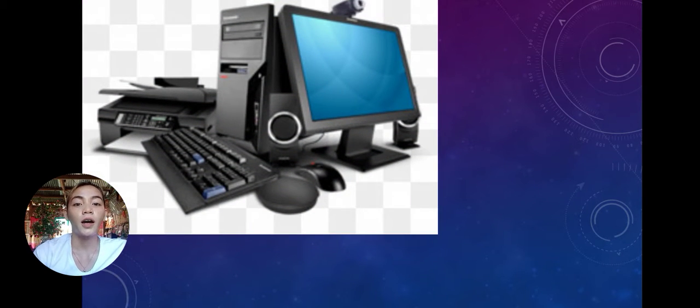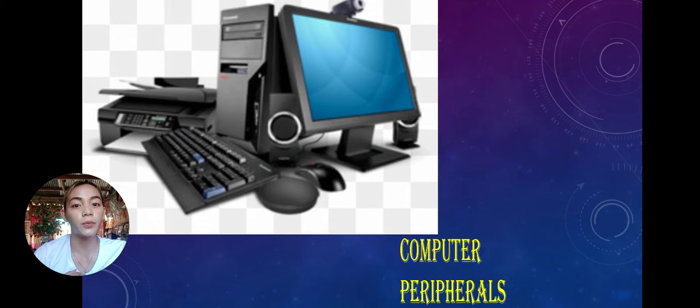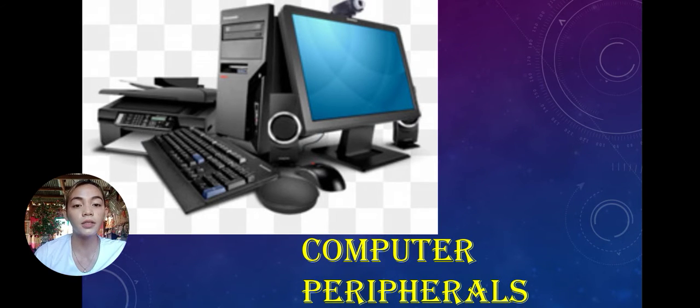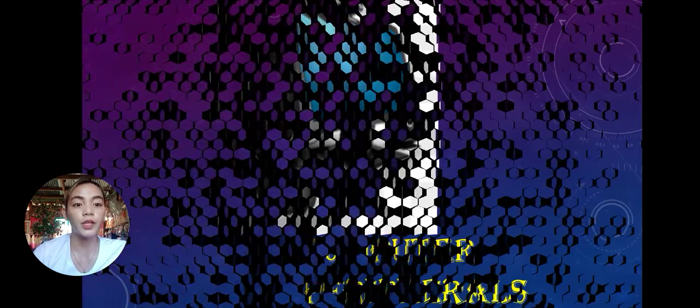So now, that was the short or the brief history of the computer. So now let's proceed to the other topic, which is the computer peripherals. So daghan kayo og mga computer peripherals, but I will tackle 3 of it, and I think it was the most important peripherals. So first peripheral is the monitor.